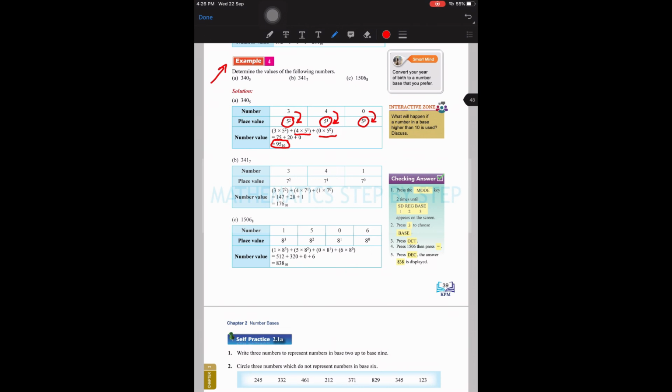Okay, so now part B, 341 base 7. Again, we'll list down all the place values first, and then we get the digit values, and then we sum them up. So we get 341 base 7 in base 10 is 176. Same steps for part C. 1506 base 8. All these are the place values, and we'll get the digit values and sum them up. So this is the answer, 838 base 10.